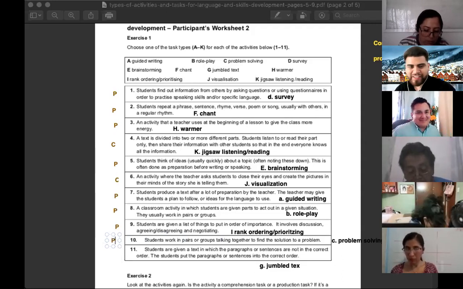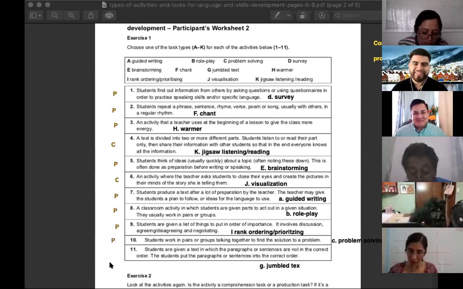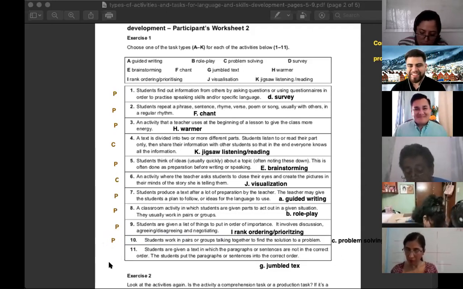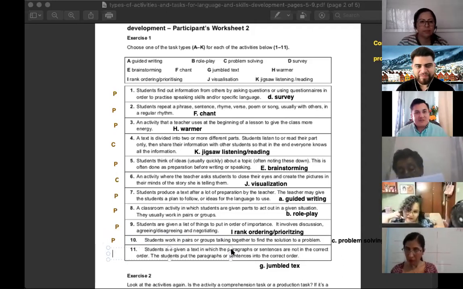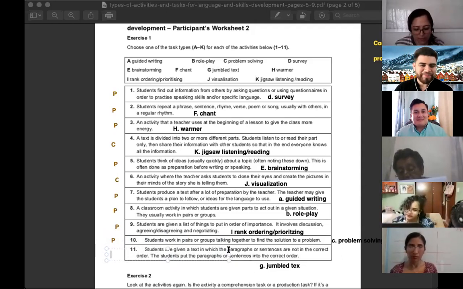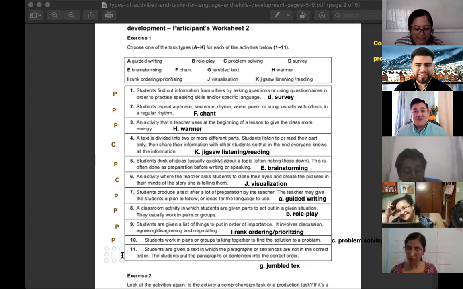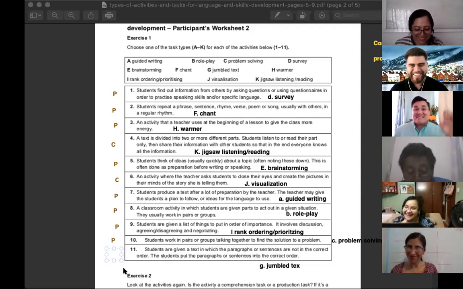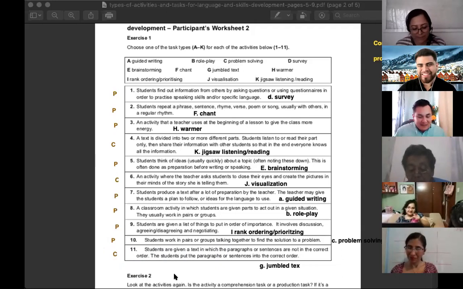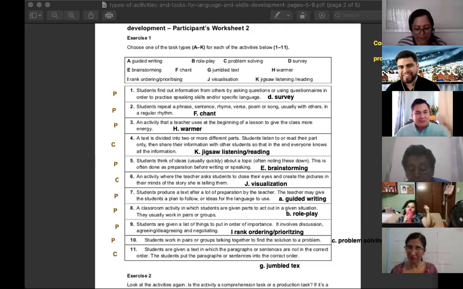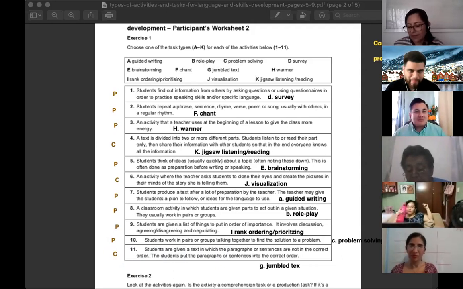Production. Yes. Because they are talking. Very good. Number 11? Comprehension, I think. But why? First, here it's not saying that they are talking. So that is the key. They are not talking here in this sentence. So this is comprehension, because they are thinking and putting the information in order. So that's the production, about the topic that you told.